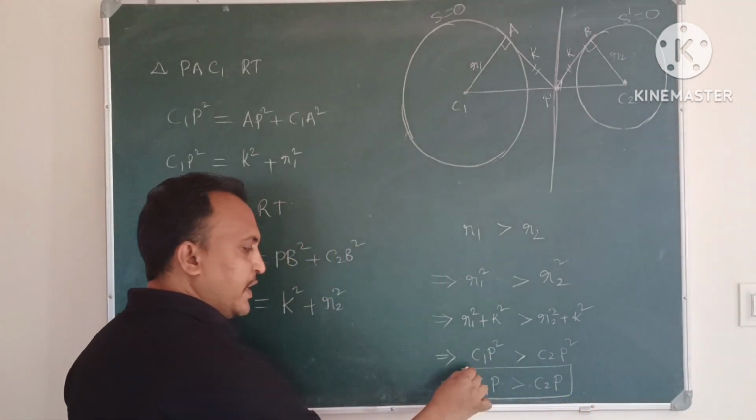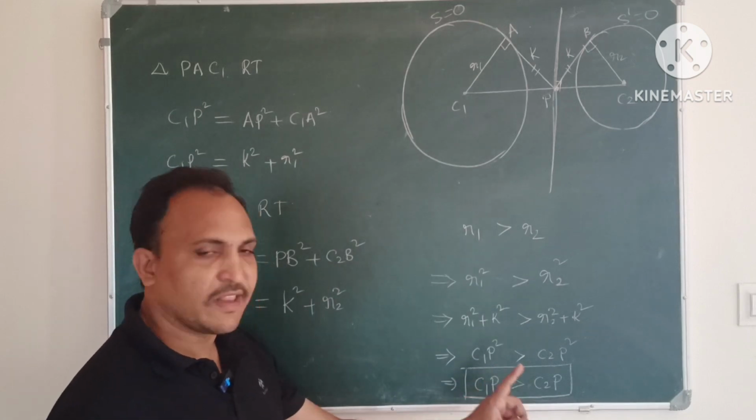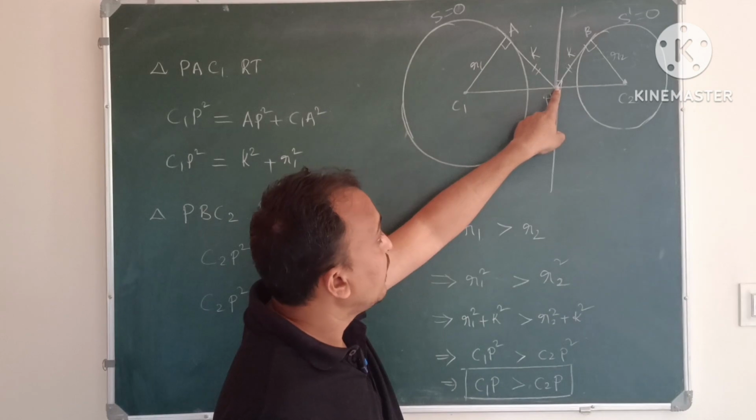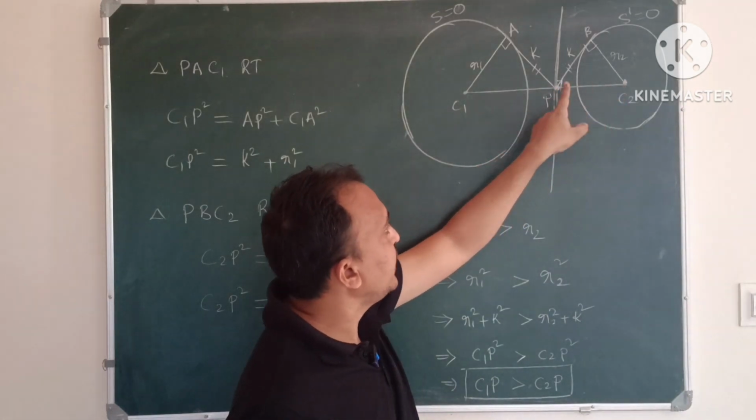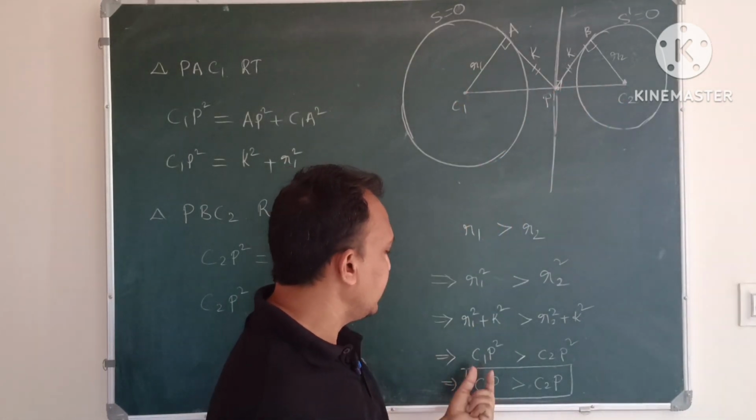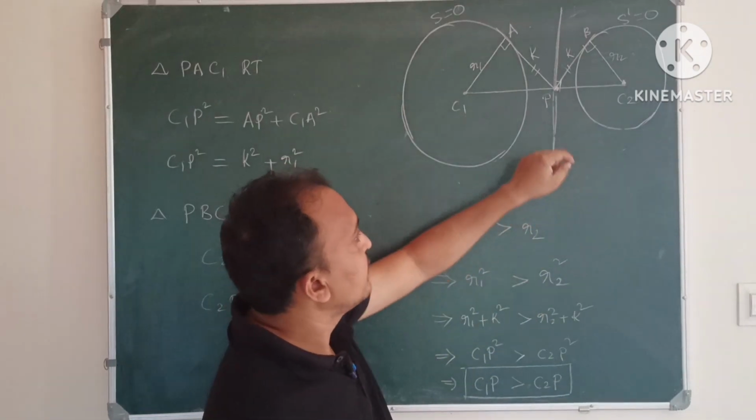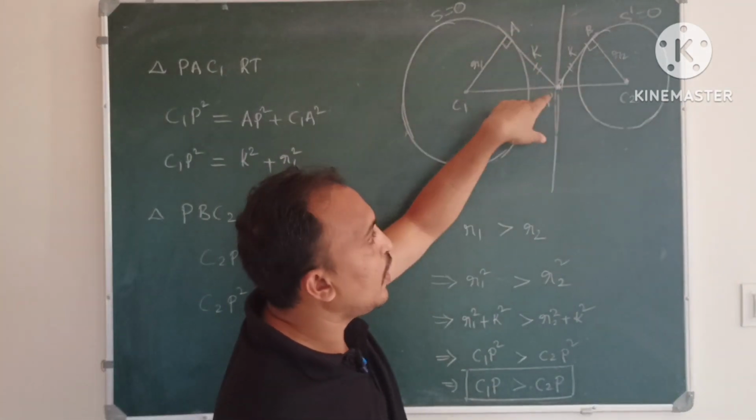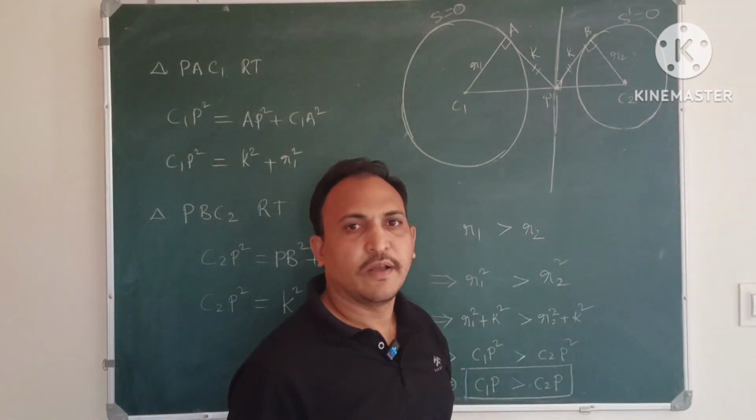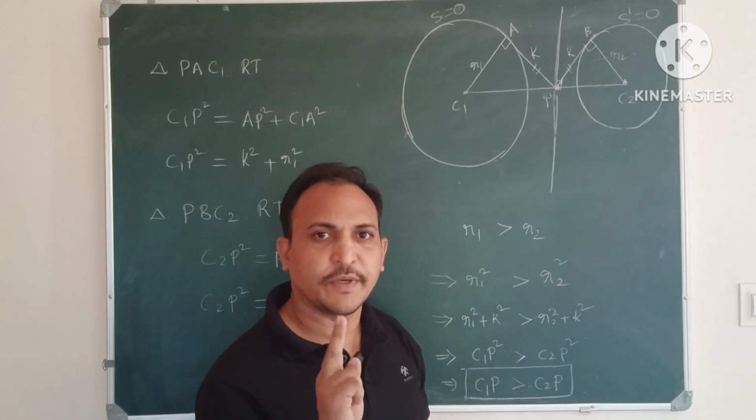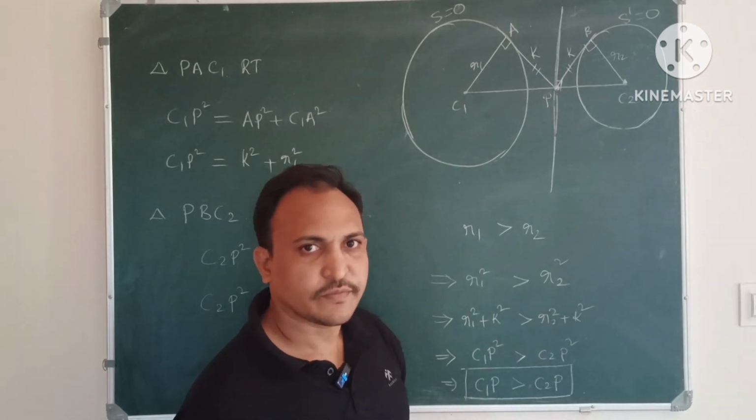So what is the meaning of this? C1P is greater than C2P. That means the distance from point P to C1 is more than the distance to C2. That means the radical axis is always nearer to the center of the smaller circle. This is property number 2. Okay.